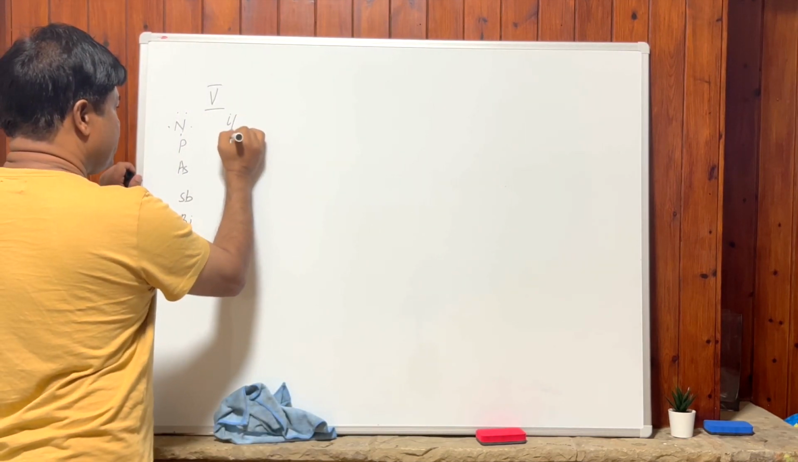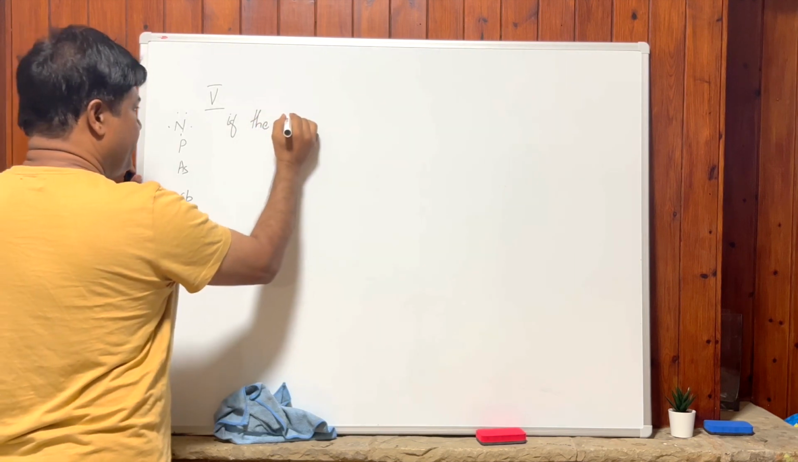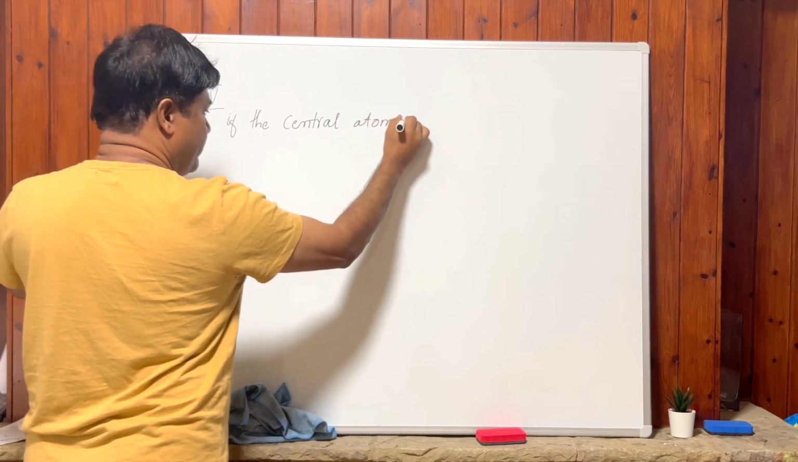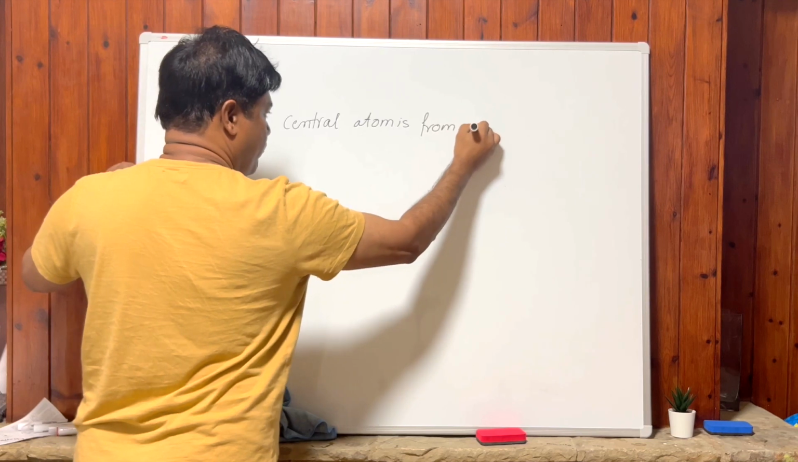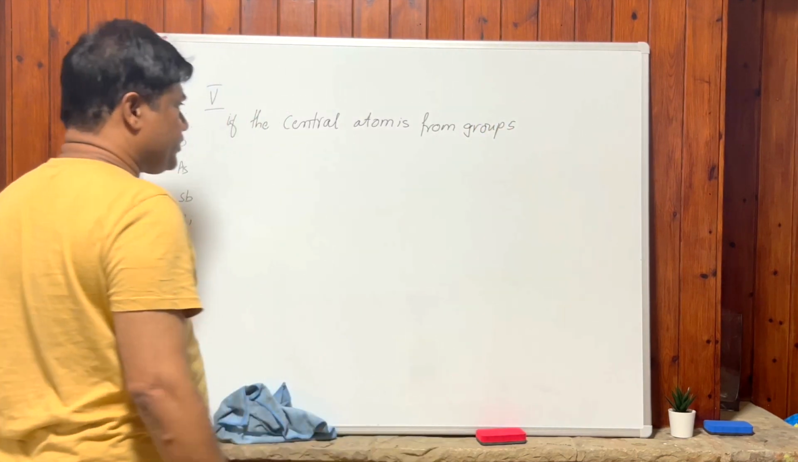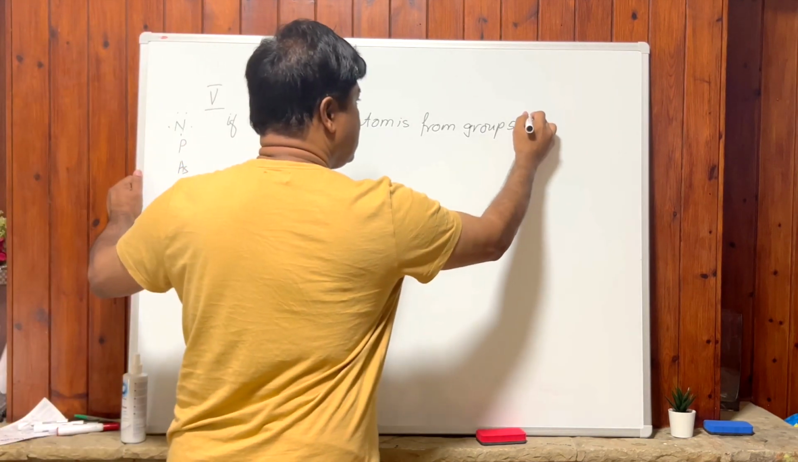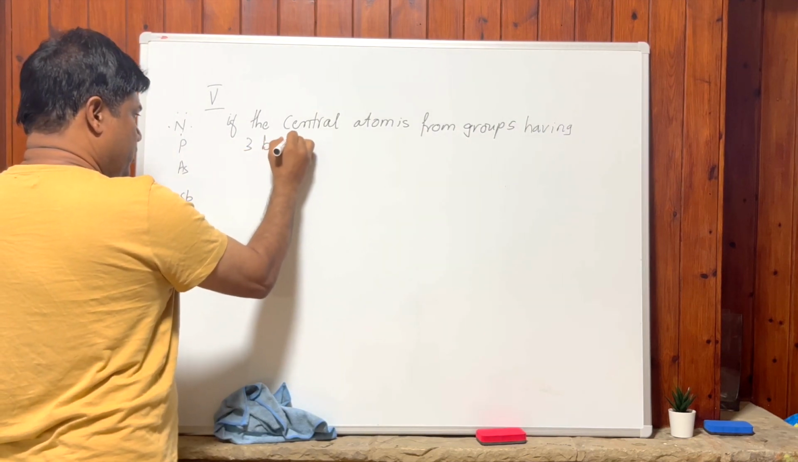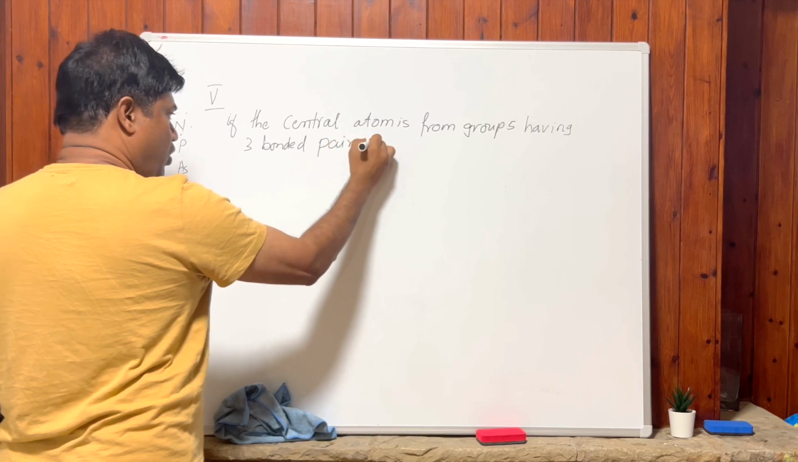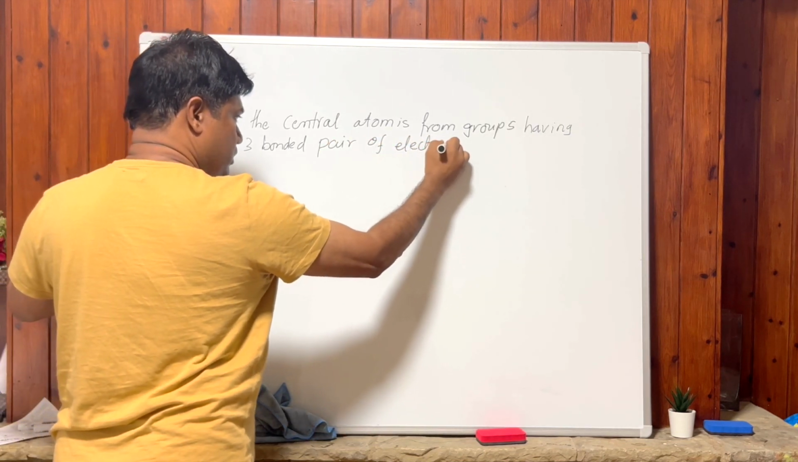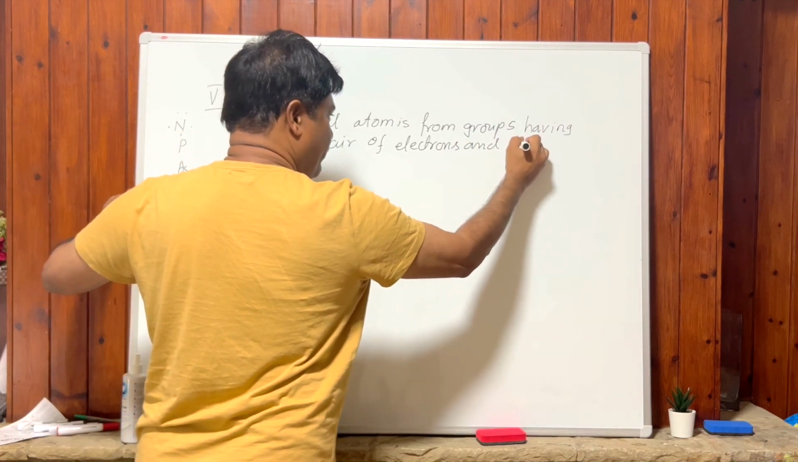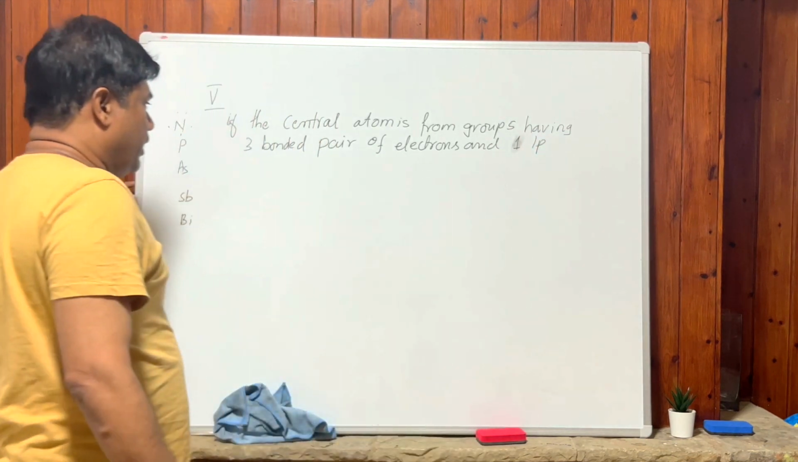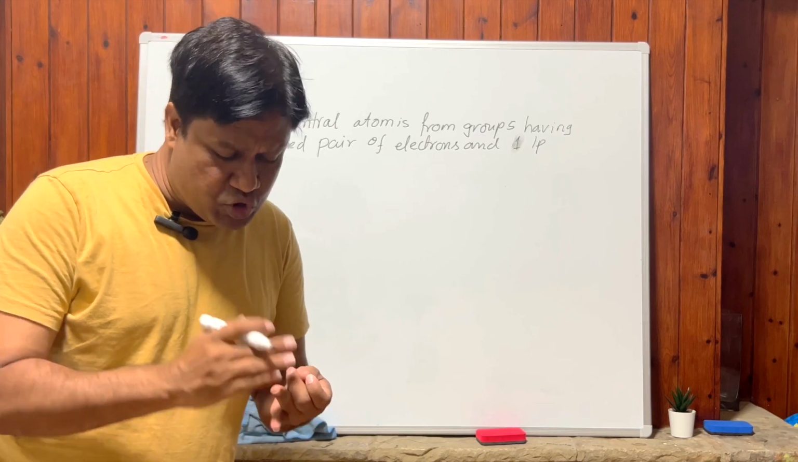So if the central atom is from group 5, having 3 bonded pairs of electrons and one lone pair, then what's the shape and what's the geometry?